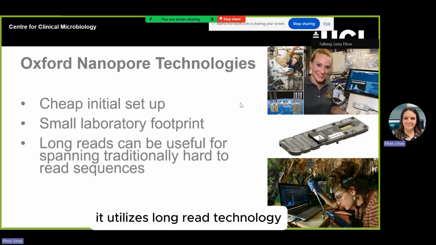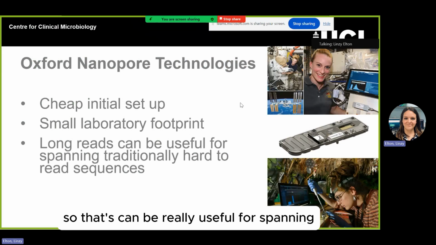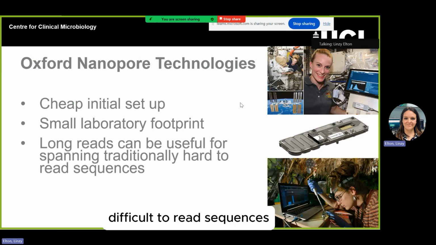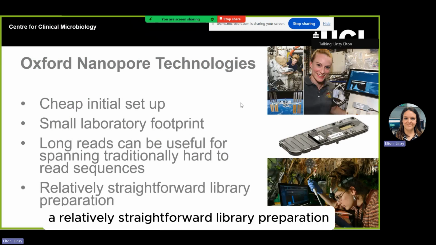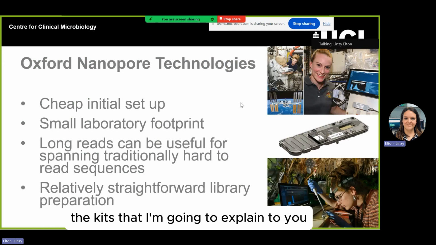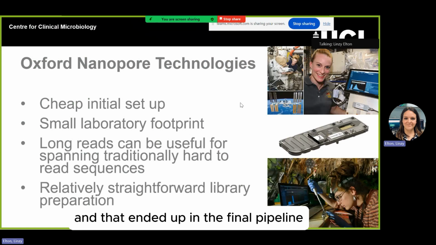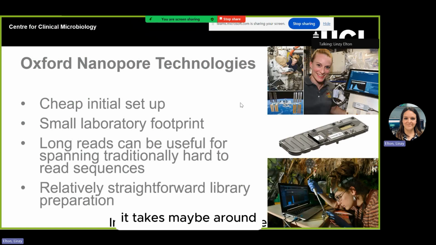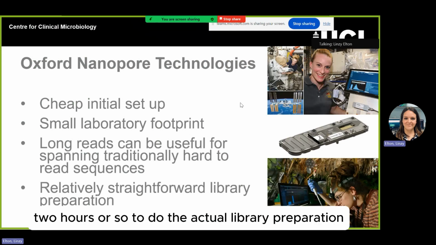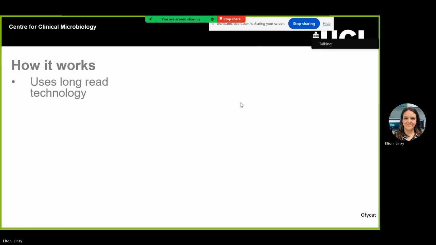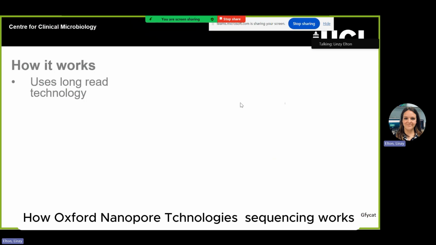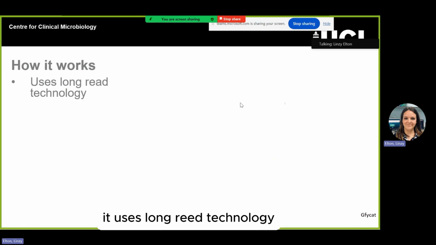It utilizes long read technology, which can be really useful for spanning difficult to read sequences, and TB is full of them. It also has a relatively straightforward library preparation. The kit that I am going to explain to you, and that ended up in the final pipeline, takes maybe around 2 hours or so to do the actual library preparation, so it's relatively quick, and it's also relatively straightforward.